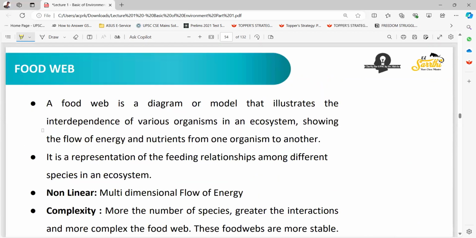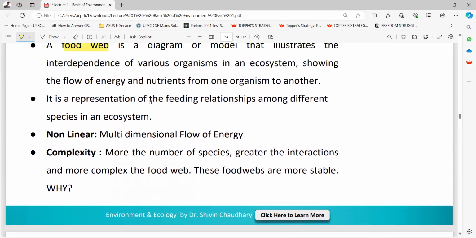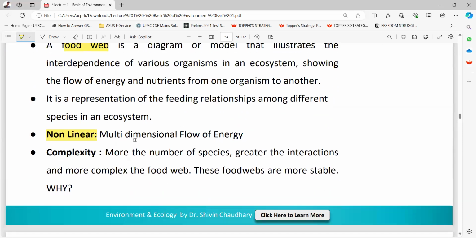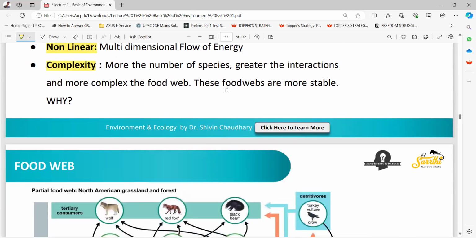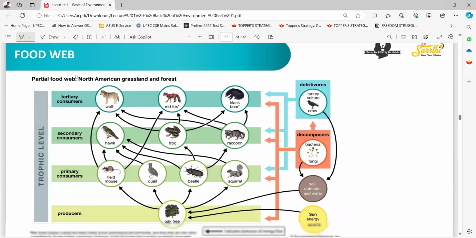Okay. Food web. A food web is a diagram or a model that illustrates the interdependence of various organisms in an ecosystem, showing the flow of energy and nutrients from one organism to another. It is a representation of the feeding relationship among different species in an ecosystem. It is non-linear. Food chain is linear, but food web is non-linear, a multidimensional flow of energy. Complexity: the more the number of species, the greater the interactions, and the more complex the food web. These food webs are more stable. Why?